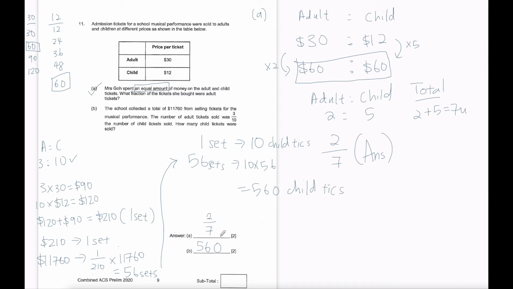Okay, so doing questions like that, it's all about using the information you're given and just making the best use of it. Okay, most of the time you will be able to get it. Just stay calm and do it. Okay, let's move on to question 12.